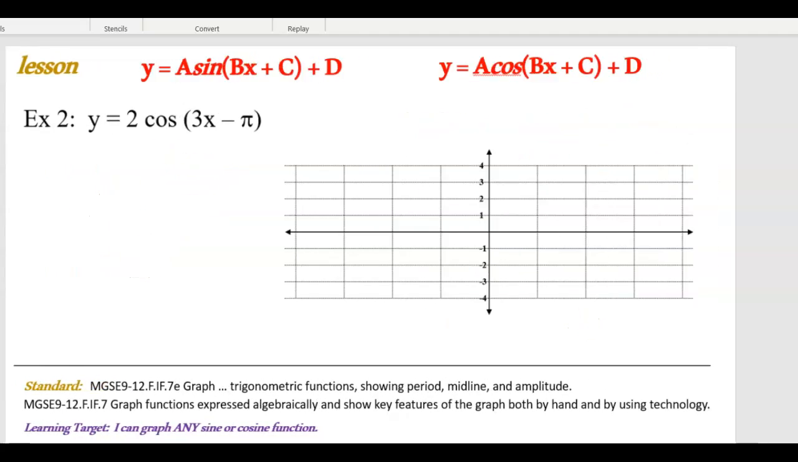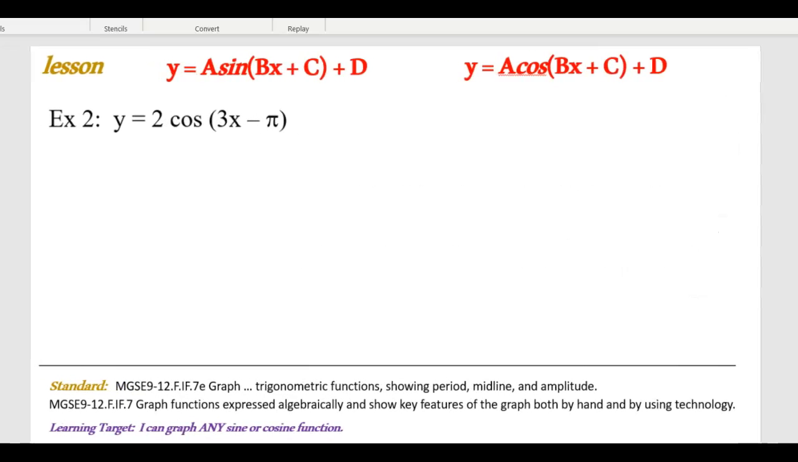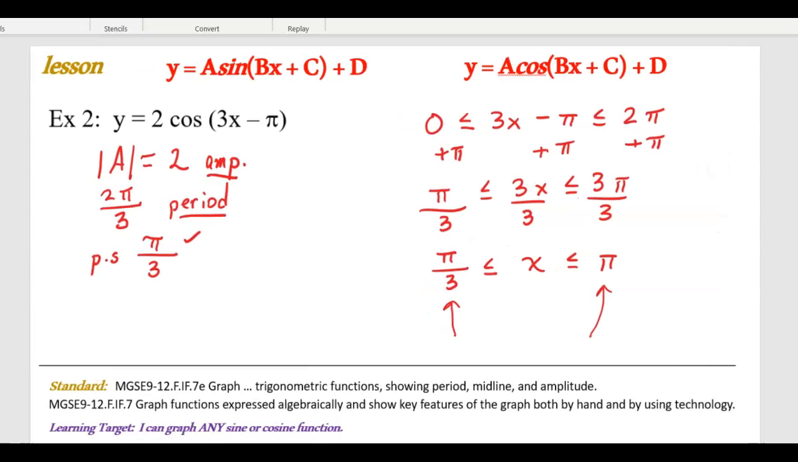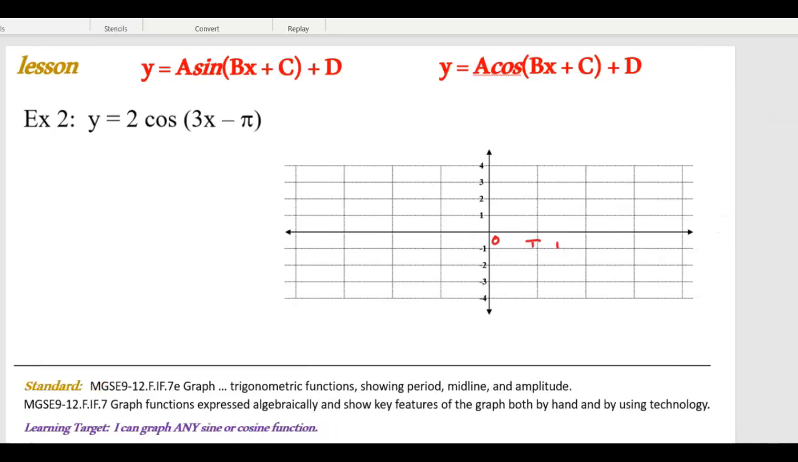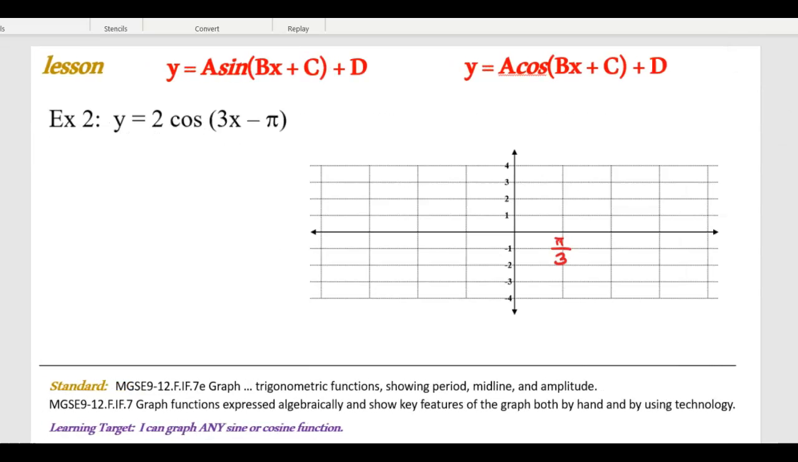So we have 0, pi over 3. Okay, so pi over 3. I gotta quit sitting on the graph here. Pi over 3, 2 pi over 3, and then 3 pi over 3 is here.